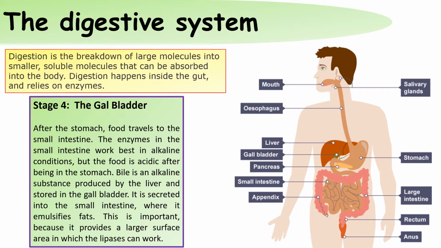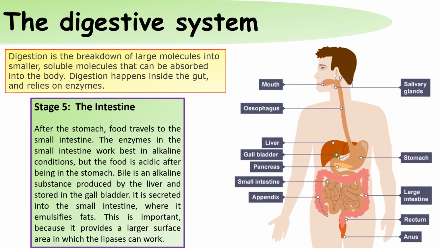At the same time, the pancreas produces 3 enzymes. The enzymes it produces are a carbohydrase, a protease, and a lipase, which help break down substances within the food.